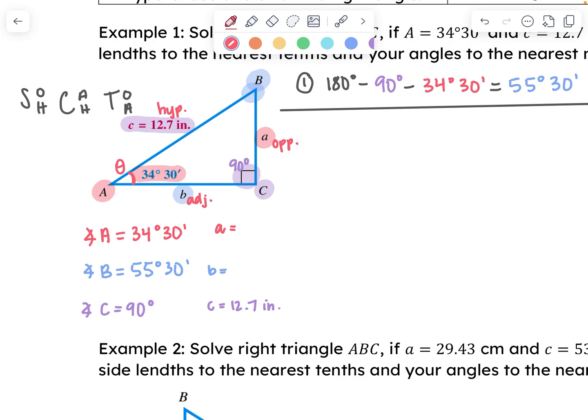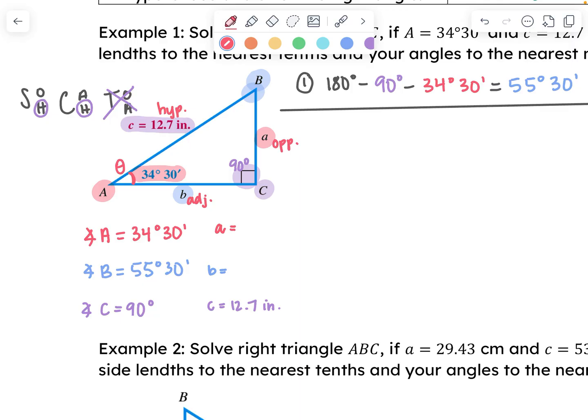If I'm looking at SOHCAHTOA, there is a hypotenuse with the SO part for sine and a hypotenuse with the cosine part, but there's not one with my tangent, so that one's probably not going to be super helpful for me here. So I'm going to focus on sine and cosine to help me find those missing sides.